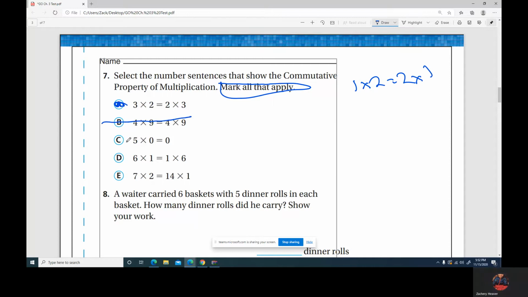No. 5 times 0 equals 0. They didn't switch places. They didn't do anything, so no. That's called the 0 property of multiplication. 6 times 1 is the same as 1 times 6. Yes. Lastly, 7 times 2 is the same as 14 times 1. While they both equal 14, that is no. Those are 2 separate problems. So it's A and D.